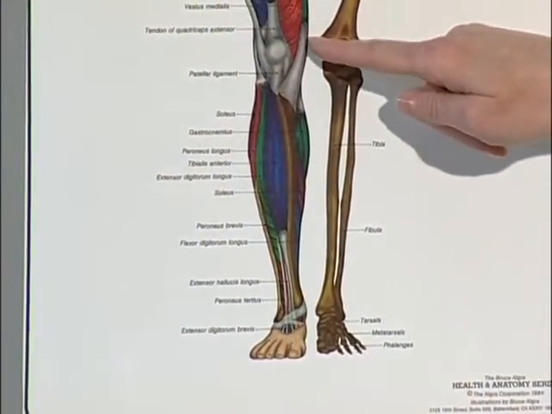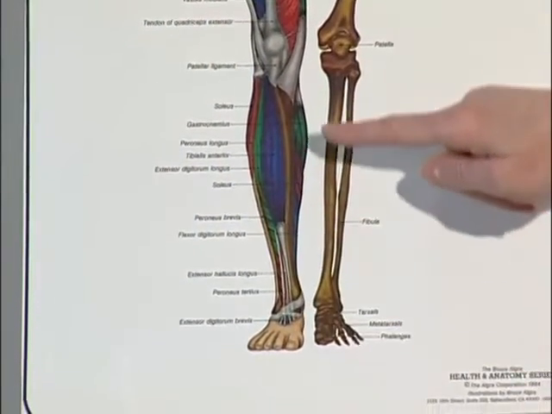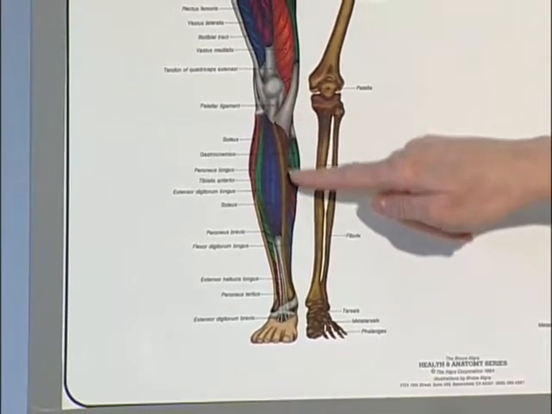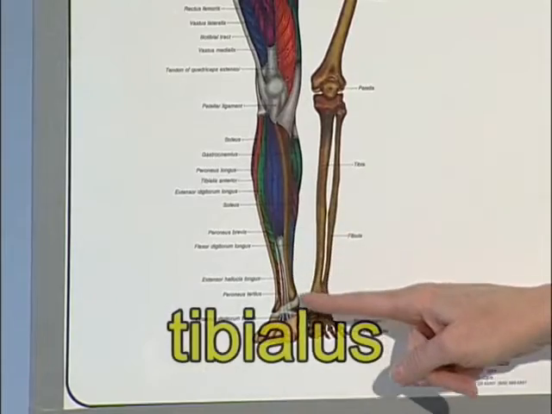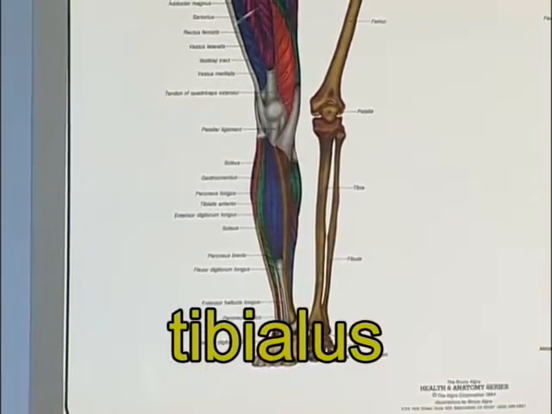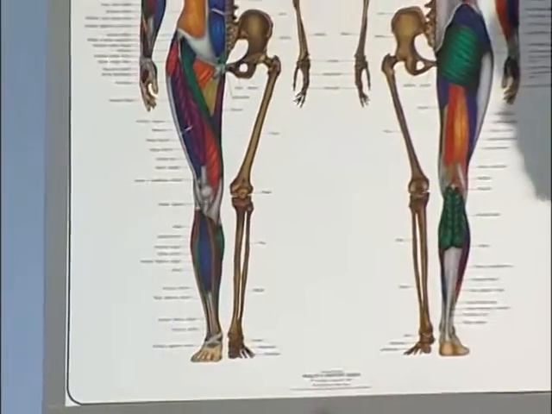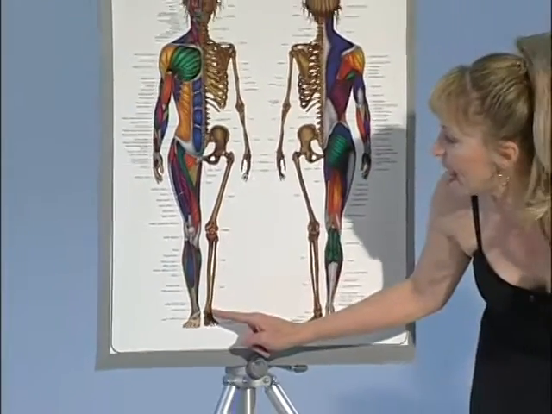Now, let's go from the knee to the ankle, and we're going to talk about one very important muscle. It's the muscle we see here that's a little bit blue. That is the tibialis muscle, and it's right in front of the tibia, so that's pretty easy to remember. It runs from the knee to the ankle.